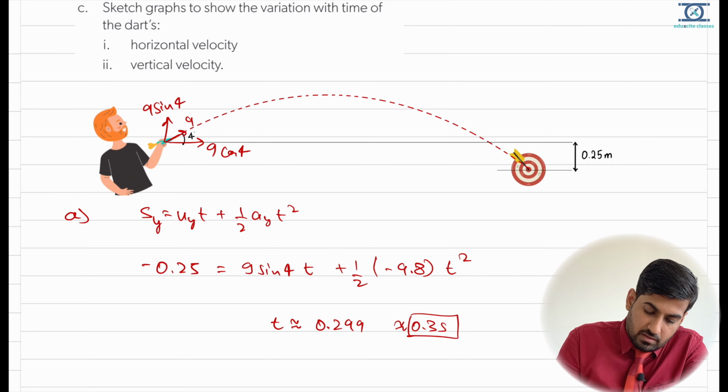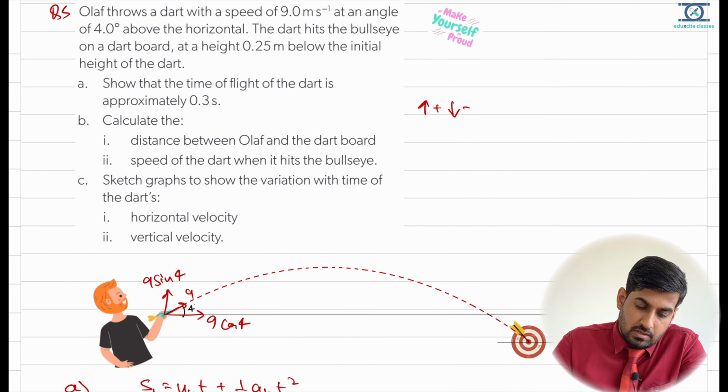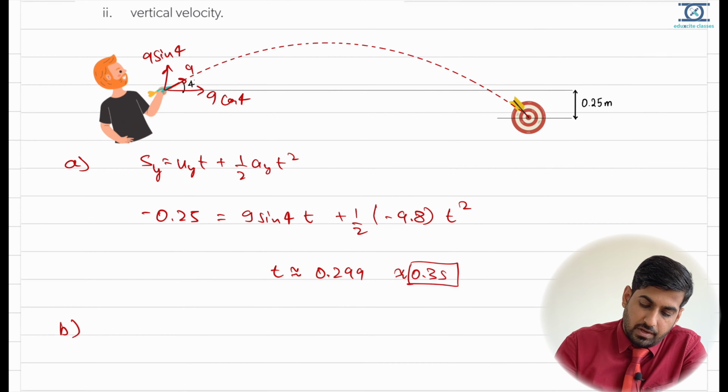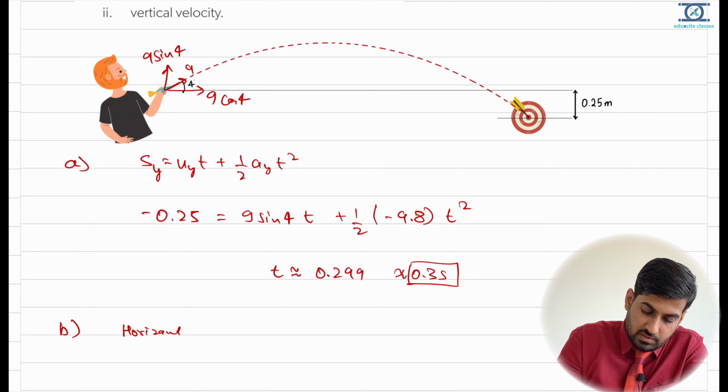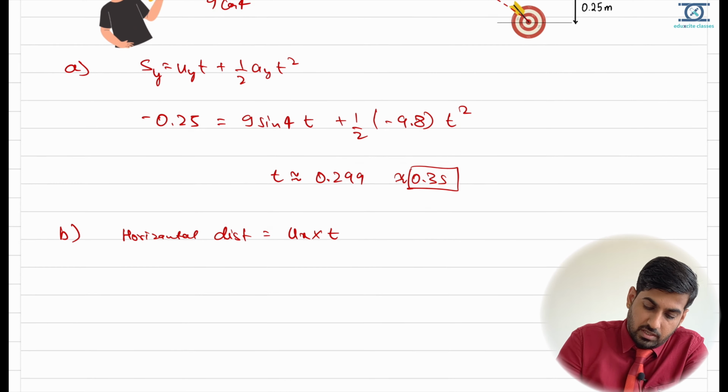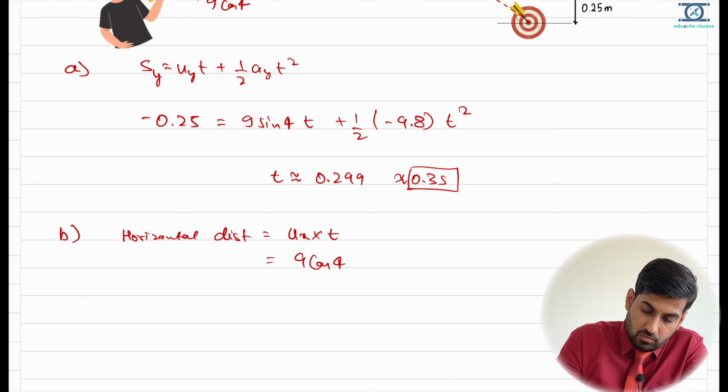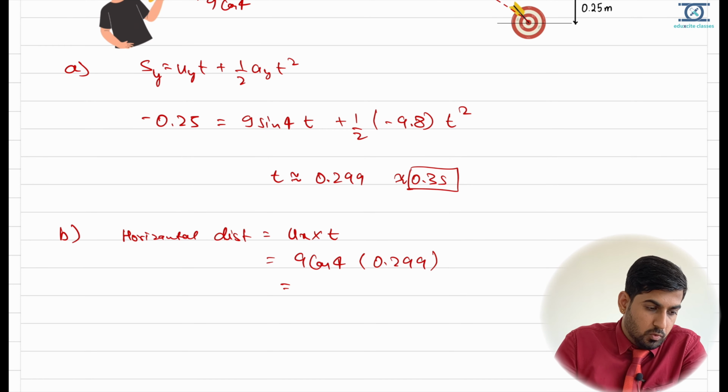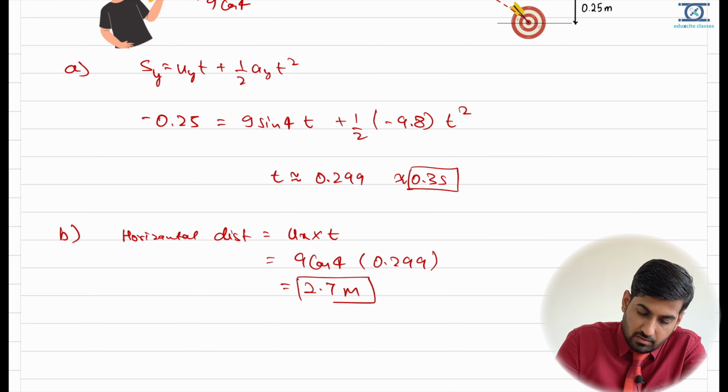Okay. Now the B part, the distance between the Olaf and the dartboard. So this distance we have to find out. If I find out the total time, the horizontal distance will be nothing but ux times total time t. So ux is 9 cos 4 times 0.299. So this distance will be nothing but 2.7 meter. You can use the calculator, you can easily find out the answer.